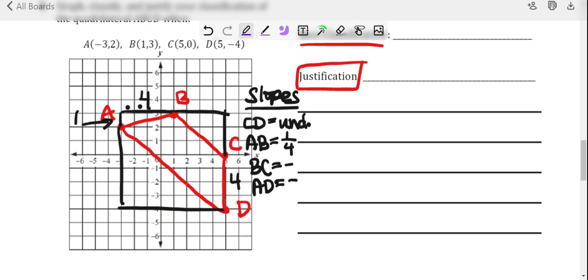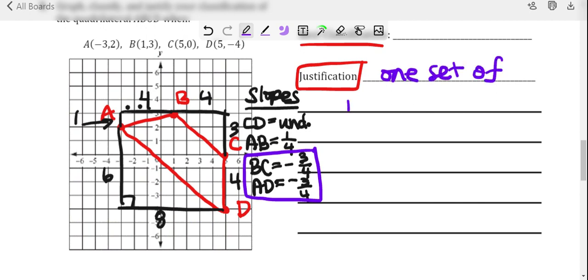B to C's negative slope looks like it is down 3 over 4. A to D's slope looks much larger, but if you tracked it, you could go down 3 over 4, down 3 over 4 in order to get that 6, 8 slope triangle. So we do have one set of parallel sides because the slopes are the same. So I'm going to add that in my justification. One set of parallel sides.